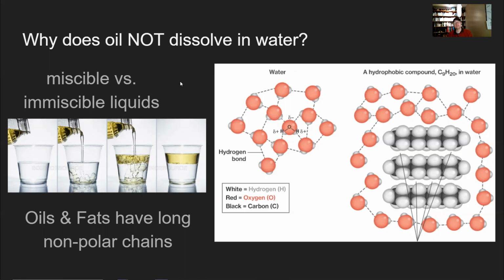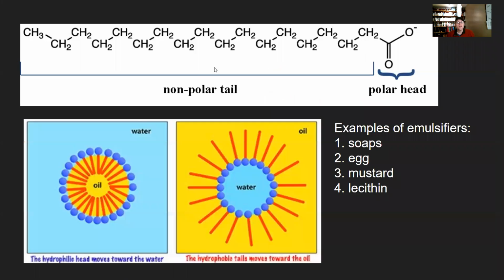So then how, at this point, do you get soap to work? Well, soap as a general structure has a long non-polar tail. So it is a molecule of long carbon chains that is non-polar, but then at the very end of it, there is a head to that molecule that has a polar end to it.